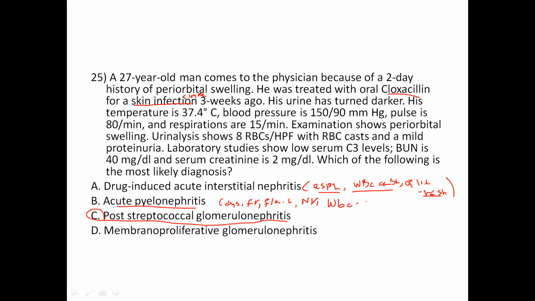It is just in the WBC casts, not RBC casts. So membranoproliferative glomerulonephritis commonly causes nephrotic syndrome, nephrotic range proteinuria, or it may cause nephritic syndrome as well, but this is commonly associated with hepatitis B and hepatitis C infection, as well as vasculitis.